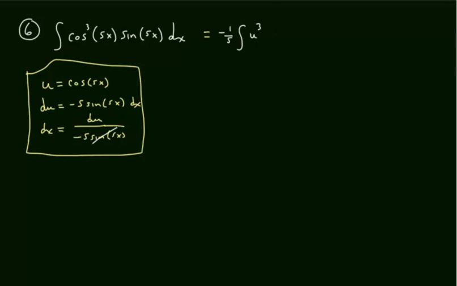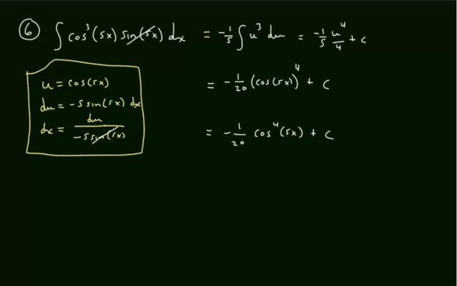I'll see that, oh nice, the sine of 5x cancels out with the sine of 5x, and there it is, -1/5 times the integral of u to the power of 3 du. I had successfully purged myself of x, and I'm ready to do the reverse power rule. And we can write the answer in any one of these two ways here.